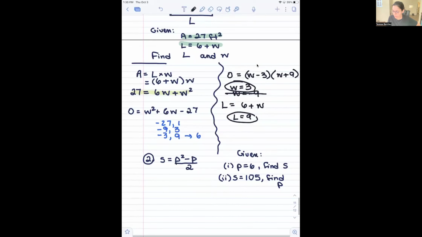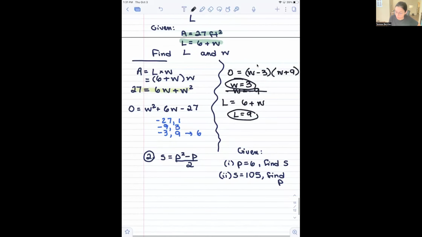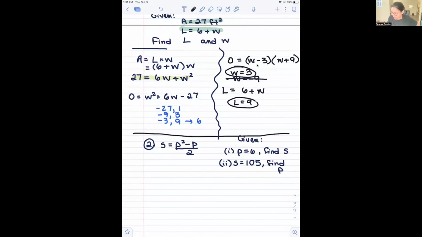Okay, so again, when we get these negative numbers as a second solution for a problem where we have this physical representation, then we want to be careful with that.